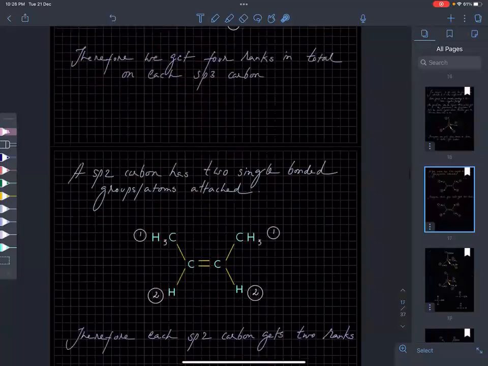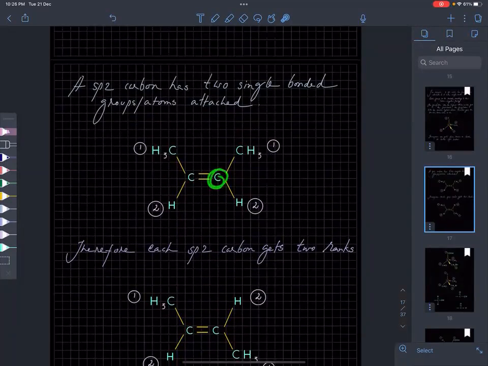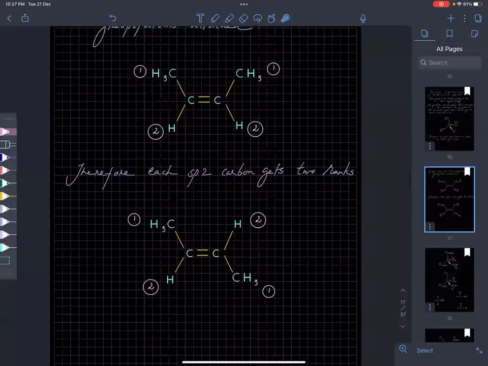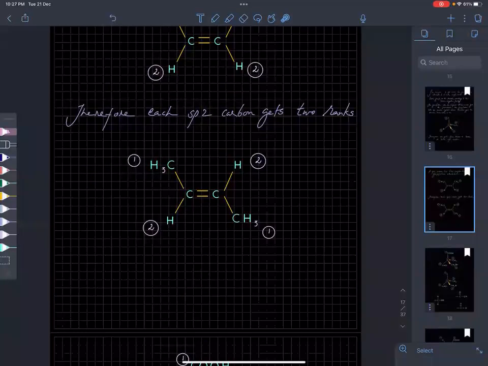For example, on an sp2 carbon, only two groups are attached, so there will be only two ranks. One is CH3, first rank. One is hydrogen, second rank. Here, CH3, first rank, and hydrogen, second rank. You don't consider the double bonded group. So forget this; this group is ignored for this carbon. So only single bonded groups count. For this carbon, this is first rank and this is second rank. For this carbon, this is first rank and this is second rank. Clear?